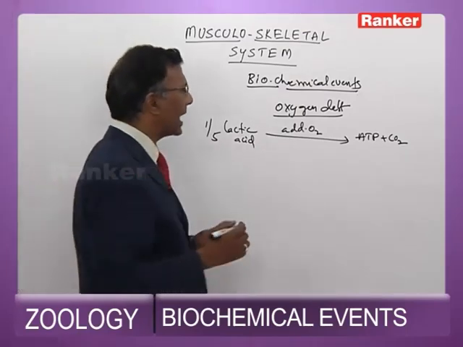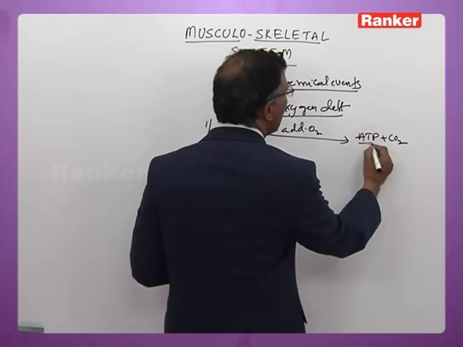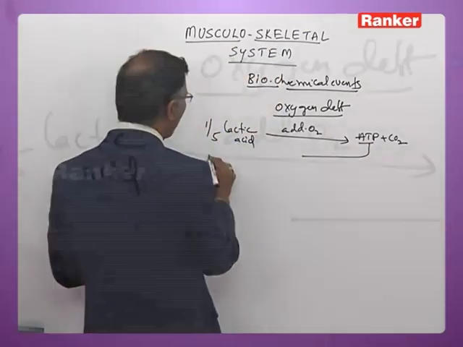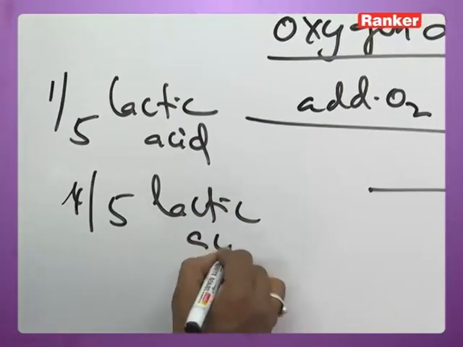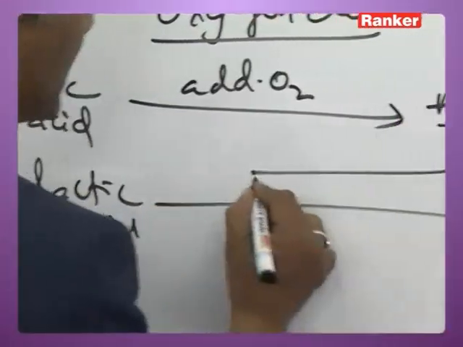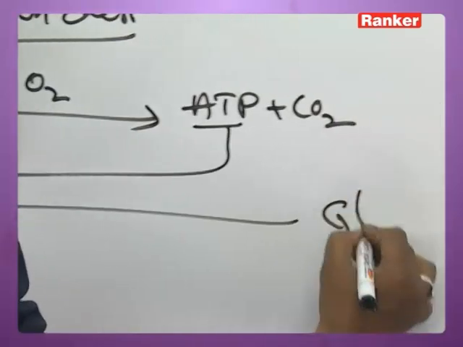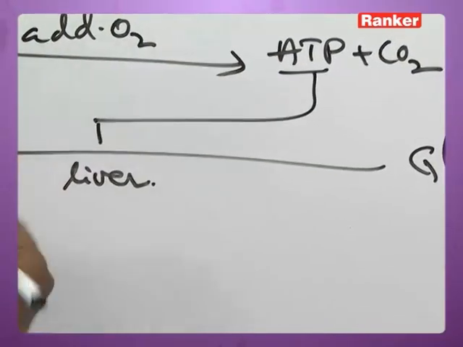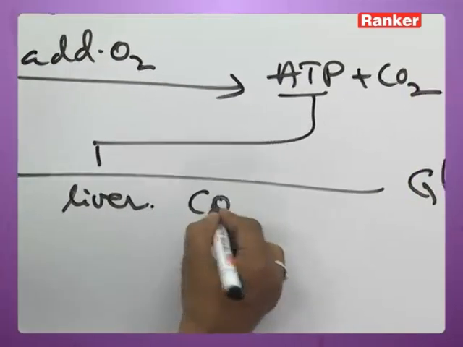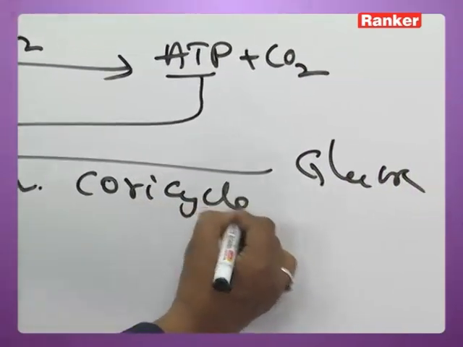Now, in the presence of this ATP, the remaining amount of lactic acid, that is 4/5 of lactic acid, is converted into glucose in the liver in the presence of various enzymes, and this process is called the Cori cycle.